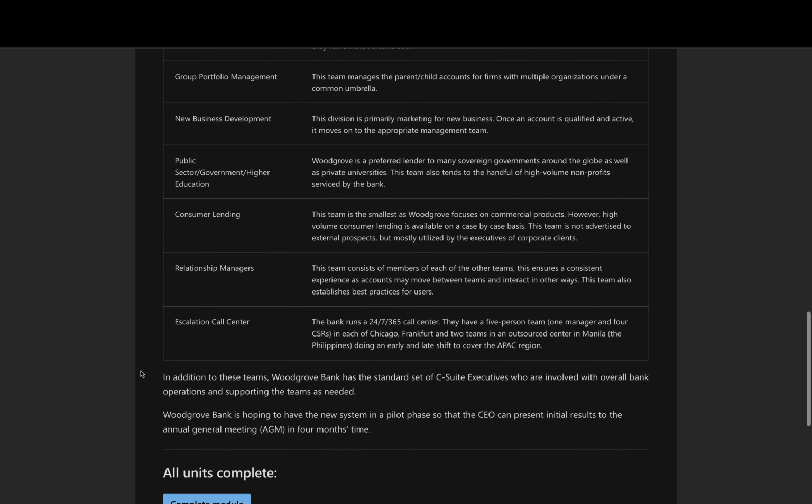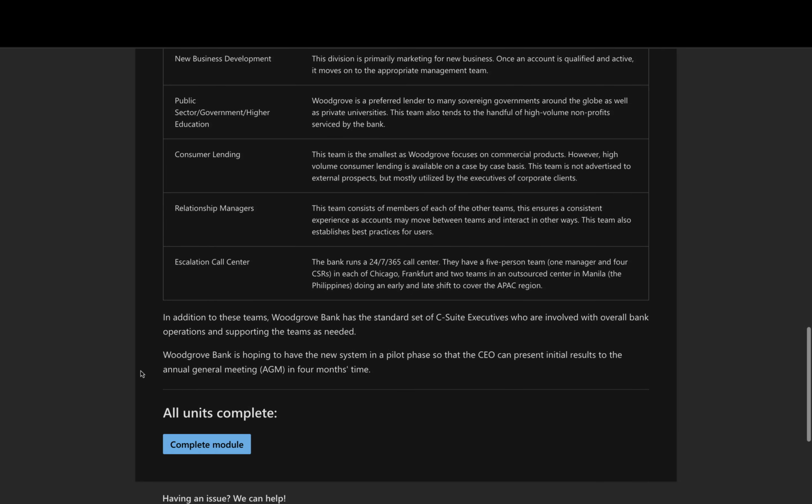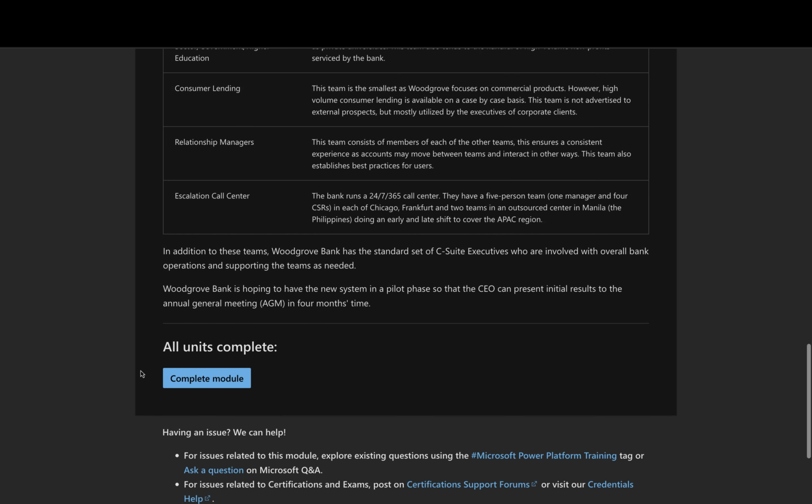Consumer Lending. This team is the smallest as Woodgrove focuses on commercial products. However, high-volume consumer lending is available on a case-by-case basis. This team is not advertised to external prospects, but mostly utilised by the executives of corporate clients.